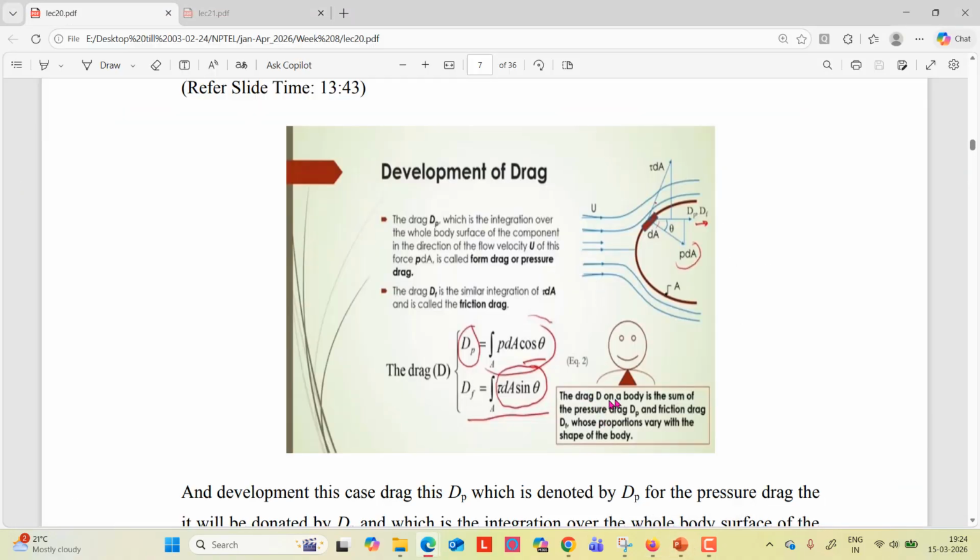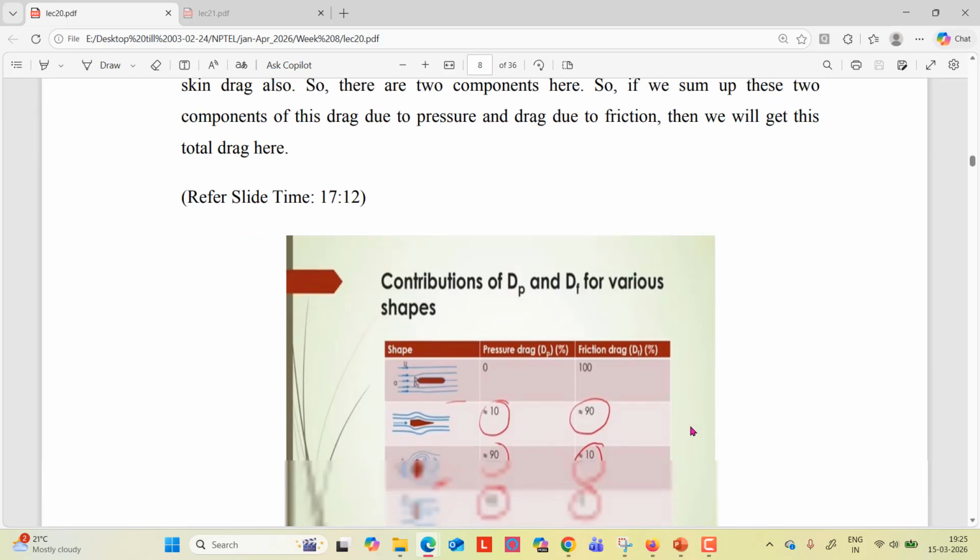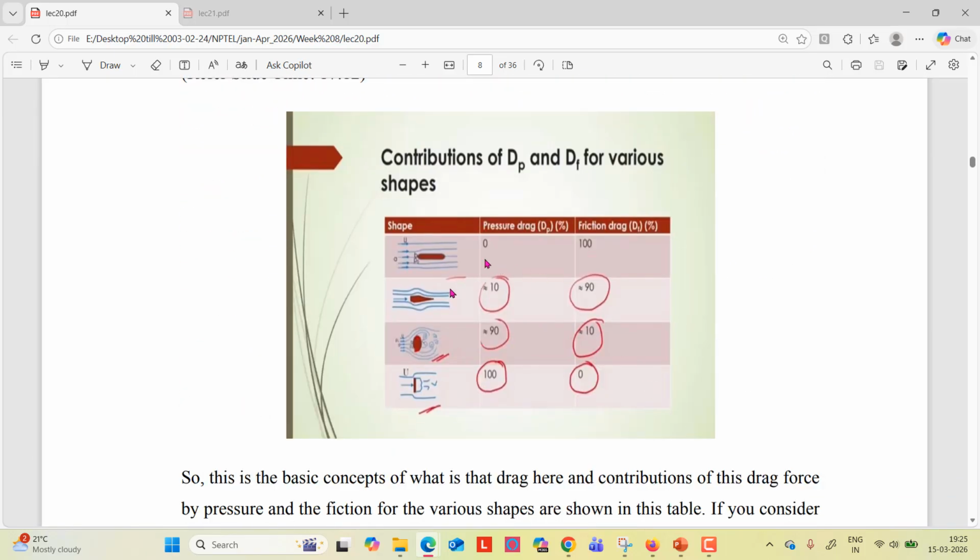So the drag D on a body is the sum of the pressure drag dP and friction drag dF, whose proportions vary with the shape of the body, right? For different shapes, you can see here how the pressure drag percentage and friction drag percentage are varying.